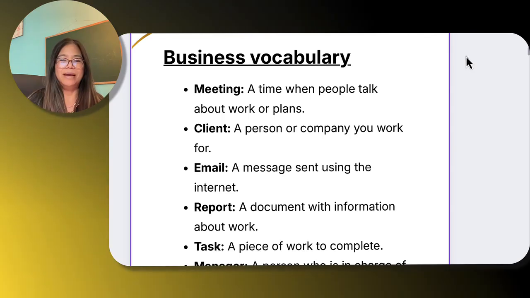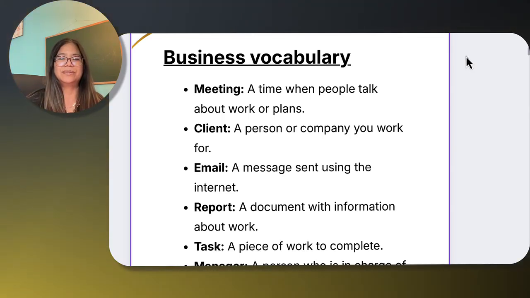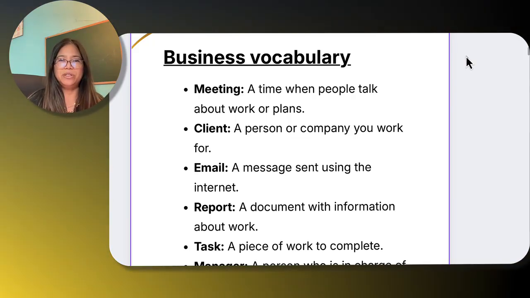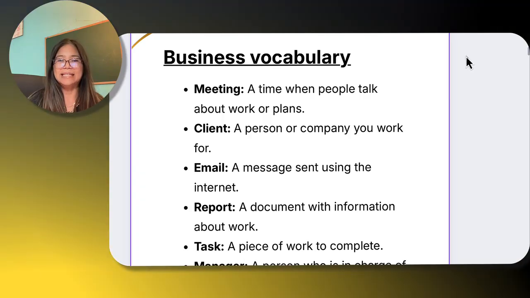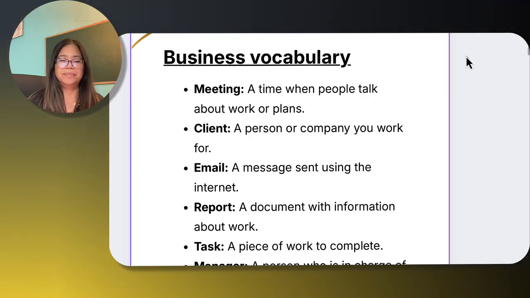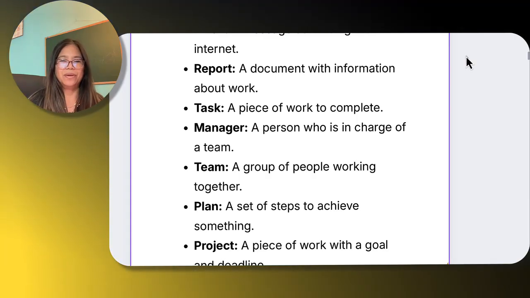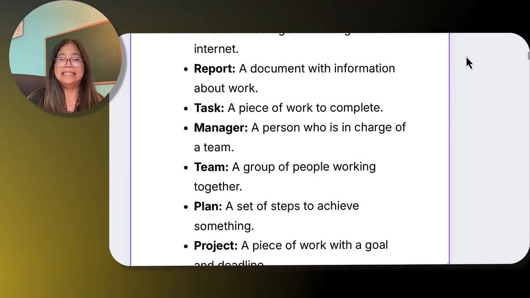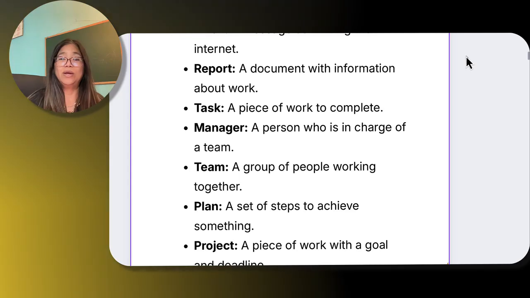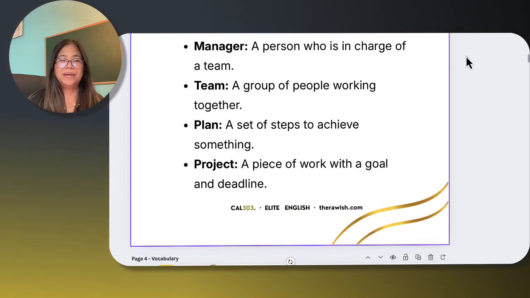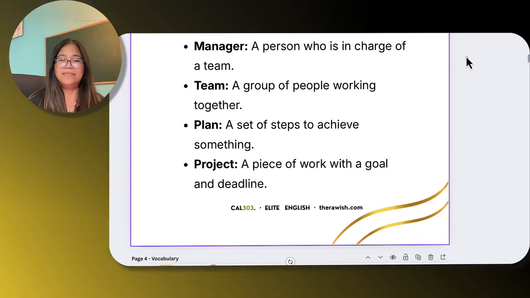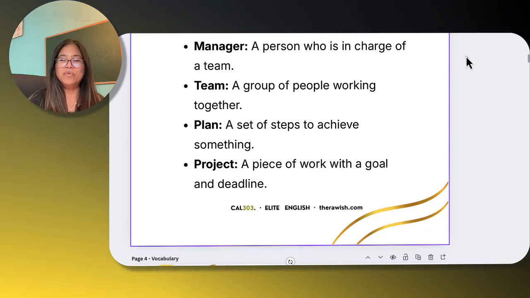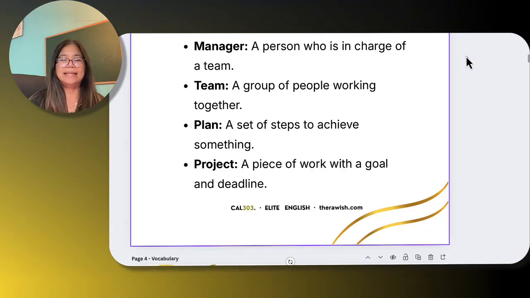Email. A message sent using the internet. Report. A document with information about work. Task. A piece of work to complete. Manager. A person who is in charge of a team. Team. A group of people working together. Plan. A set of steps to achieve something. Project. A piece of work with a goal and deadline.